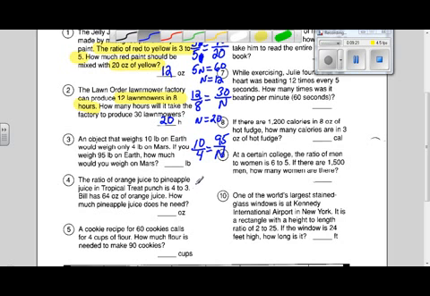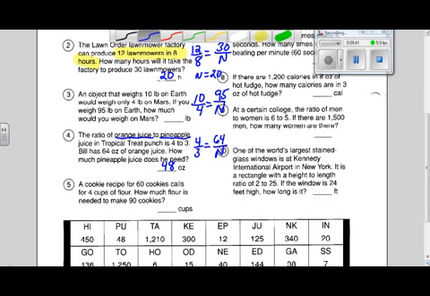Next example, we're given a ratio of 4 to 3. 4 representing orange juice, 3 representing pineapple juice. I'm given 64 ounces of orange juice. We're looking for the pineapple juice. When we cross multiply and divide, we're going to get 48 ounces. Next problem, 60 cookies, 4 cups of flour. So I write the ratio of 60 over 4. That's going to be equal to 90 cookies. We're asked how many cups of flour we would need. When we cross multiply and divide, we're going to wind up with 6 cups of flour.